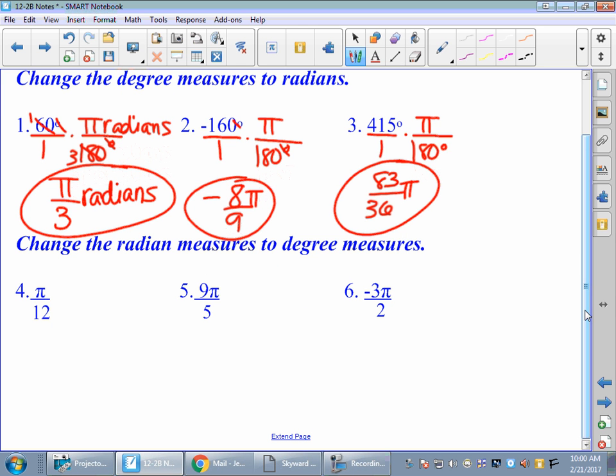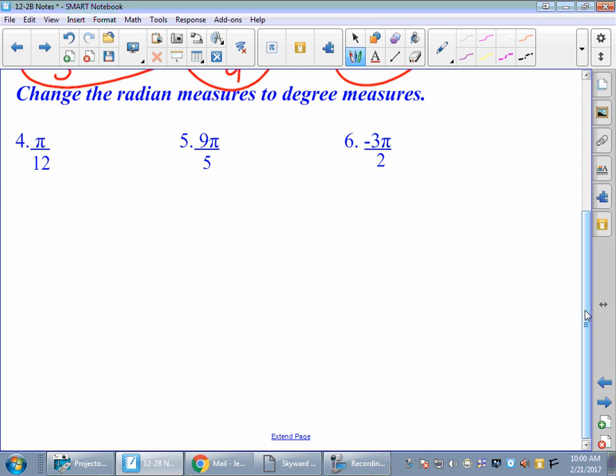Change the radian measures to degree measures. Same thing, we're just going in the opposite direction. So we've got to get the radians to cancel. Pi is the radians, so we have to bring in the degrees: 180 divided by pi, and those are going to cancel. Again, type the other information as a fraction. 180 over 12 gives me 15 degrees.